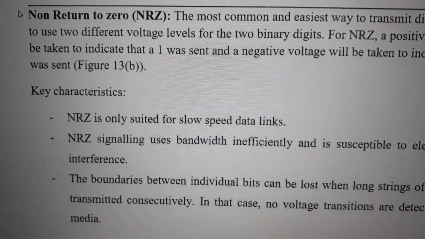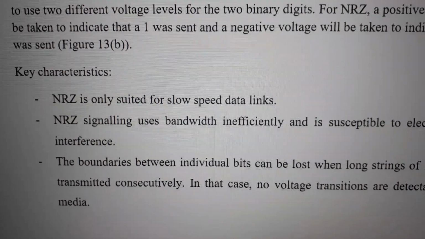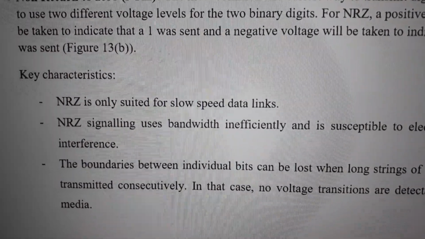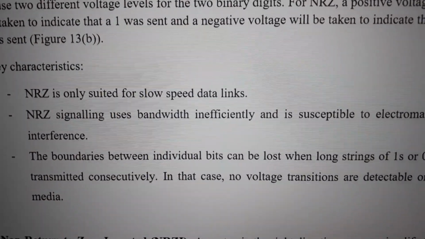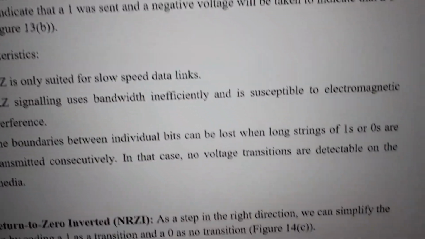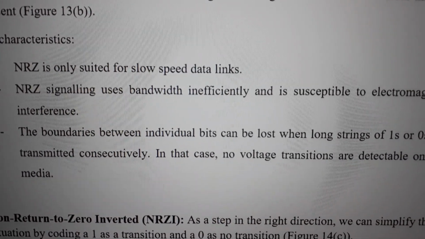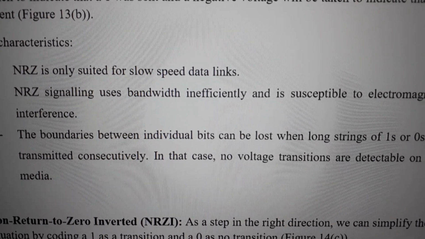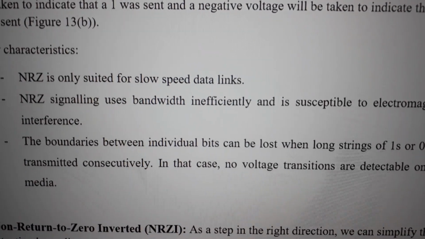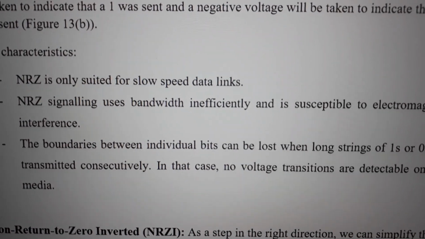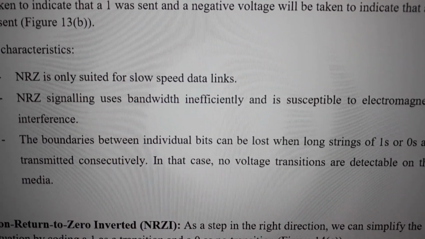Figure 13b. Key characteristics: NRZ is only suited for slow-speed data links. NRZ signaling uses bandwidth inefficiently and is susceptible to electromagnetic interference. The boundaries between individual bits can be lost when long strings of ones or zeros are transmitted consecutively. In that case, no voltage transitions are detectable on the medium.